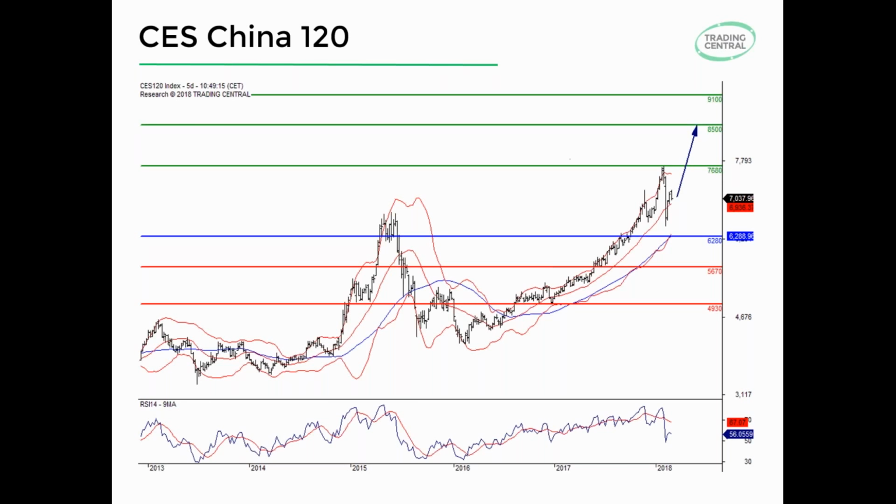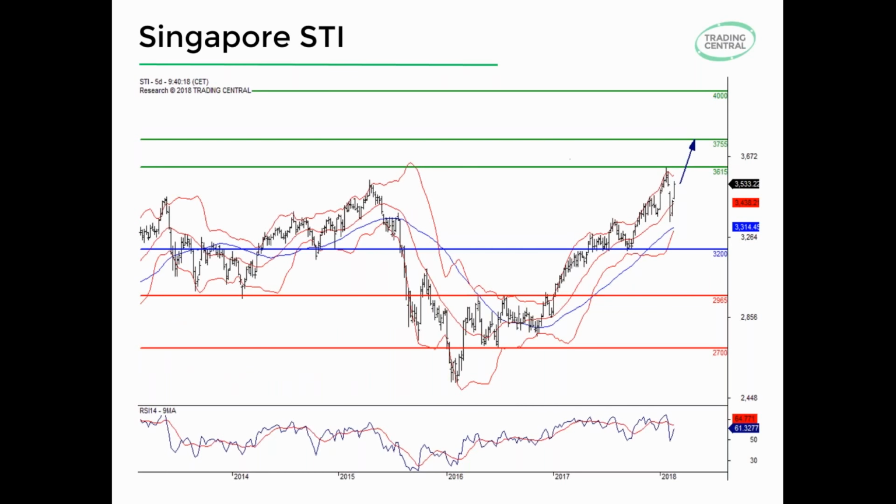So we go on, right? Now, this maybe you are more familiar with than I am. Singapore STI, Straits Times Index. It is rebounding to revisit its previous high at around 3,615. And we are confident that it will break above 3,700. Now, another technical issue I want to point out on this chart.